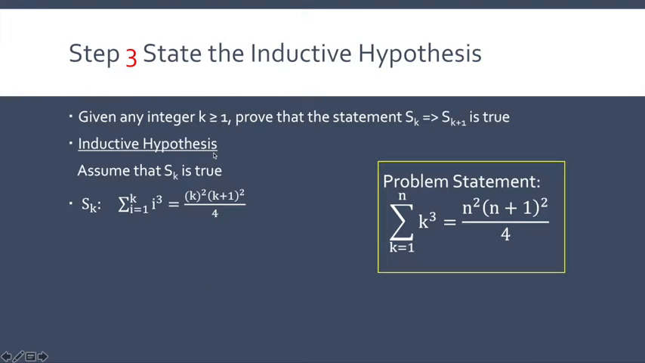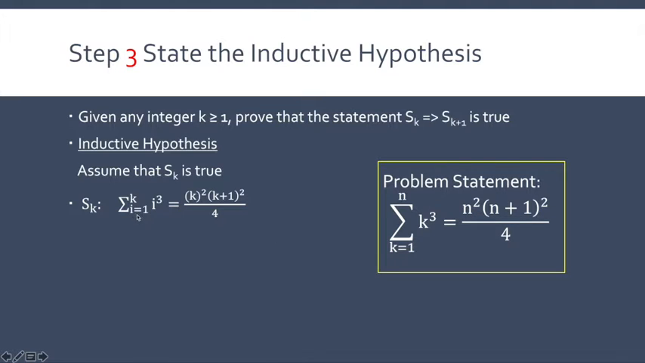We're going to establish the inductive hypothesis by assuming Sk is true with k greater than or equal to 1. With that, we're going to prove that Sk implies Sk plus 1. To do that, we're going to first express S of k into this equation by substituting k into n from the problem statement.